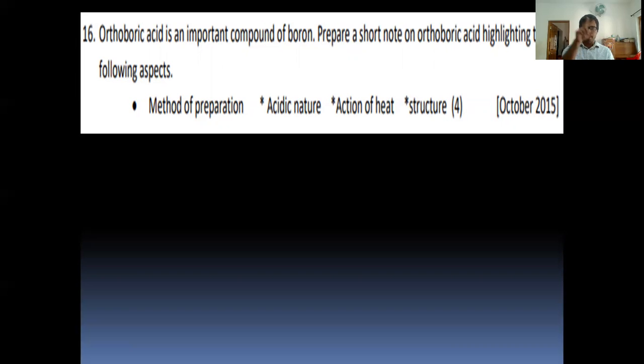And its structure, you may remember: a central boron atom, and 3 OH groups are bonded to boron. You may remember that structure.